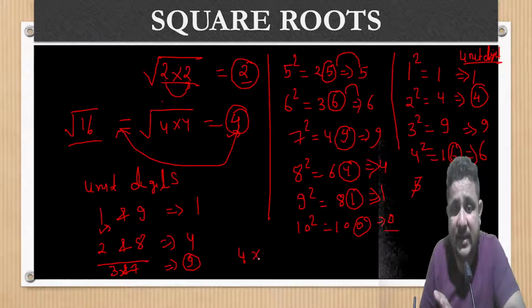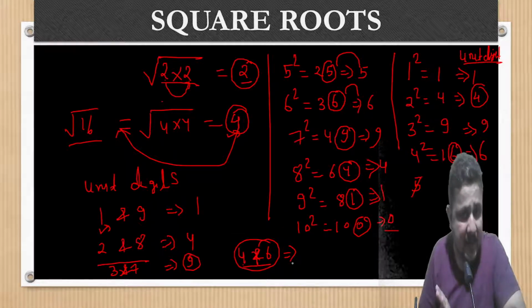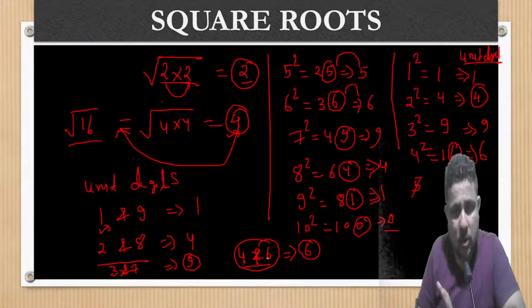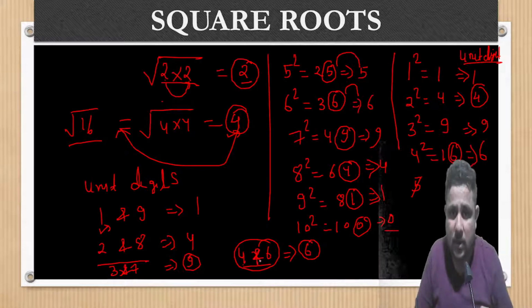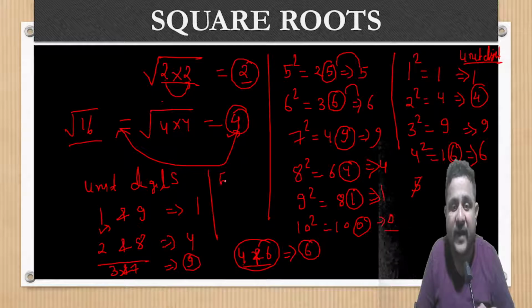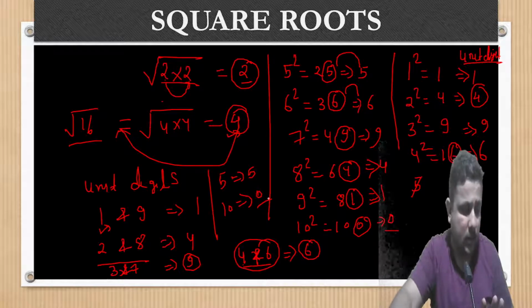Now 4 and 6. If you discuss the unit digit here, for 4, the unit digit is 6, and for 6 as well, the unit digit is 6. So there are a few numbers whose squares' unit digit is coming common: 1 and 9, 2 and 8, 3 and 7, 4 and 6. But 5 is a single number whose unit digit is 5. And 10's unit digit is 0. Okay, I hope it is clear.